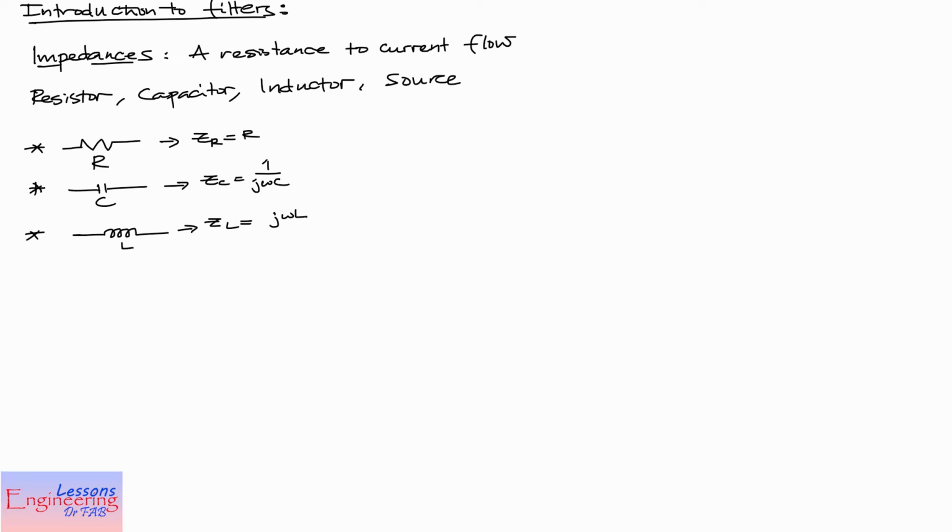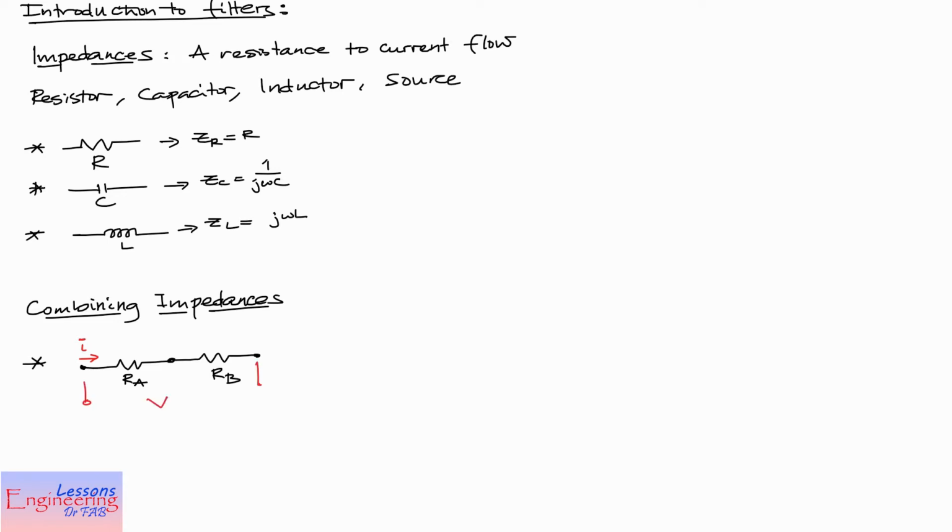Let's look at some of these combinations of impedances. Let's start with a resistor. Assume that we have a current flow, designated by I, and voltage, which is V, and we have voltage across each of the resistors, VA and VB. Let's say our objective is now to find what the value of this VB is.